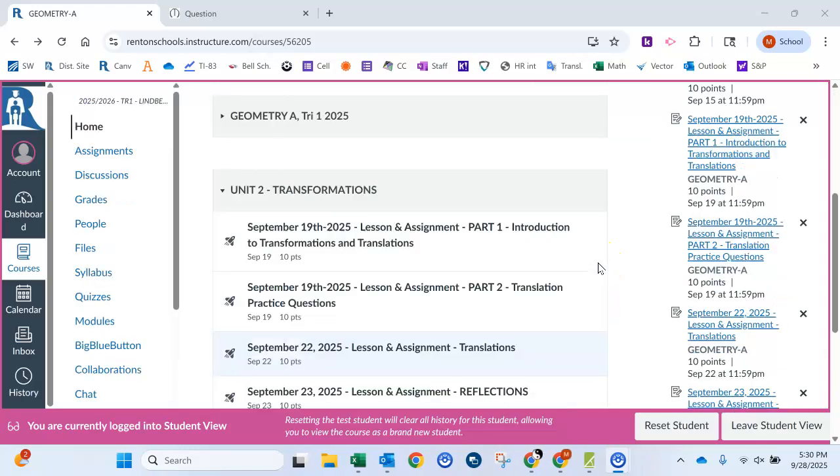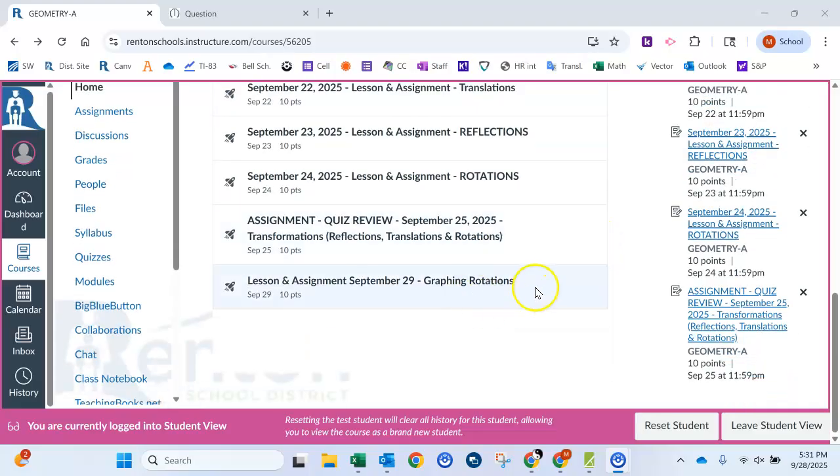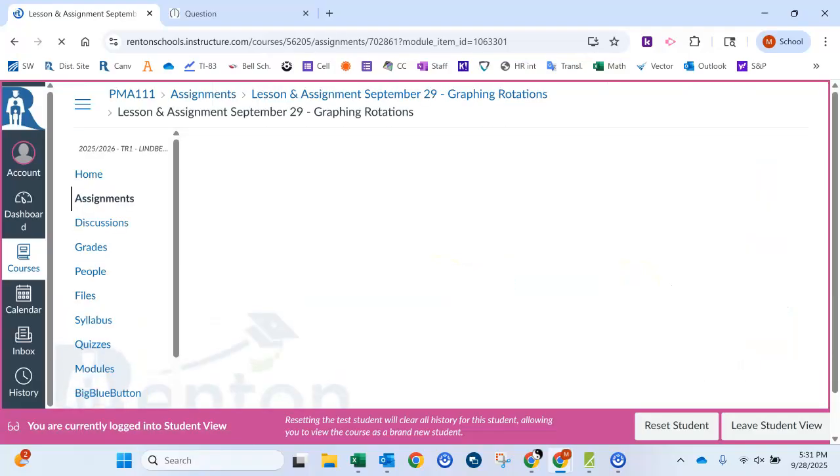Hello, today we will be working on transformations again, continuing it, but today we're going to be actually graphing rotations ourselves. So please click on this, September 29th, graphing rotation.